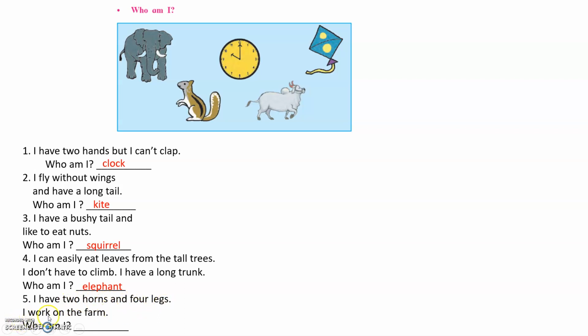I have two horns and four legs. I work on the farm. Who am I? I have two horns, one, and two horns, and four legs, one, two, three, and four legs. I work on the farm, so I am a, who am I?